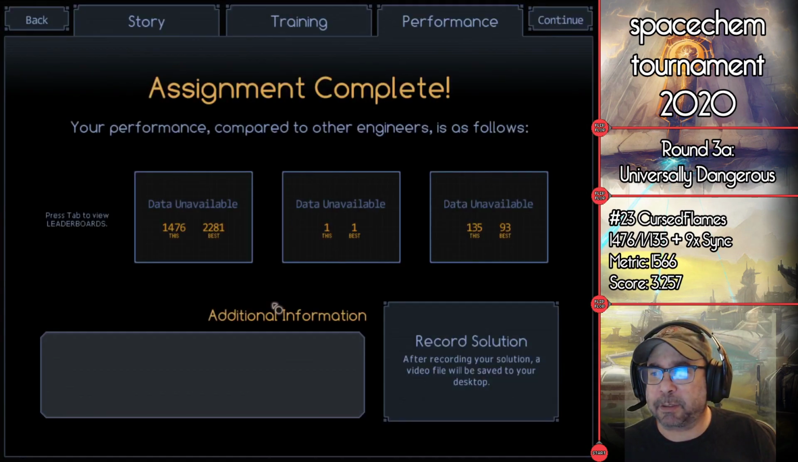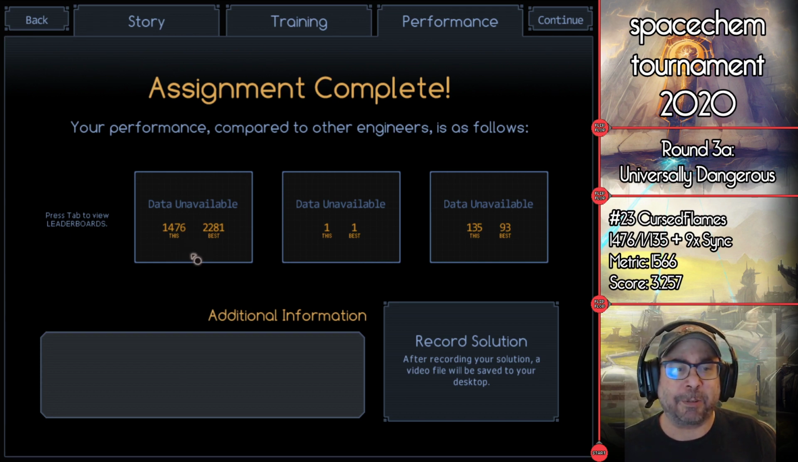And that brings CursedFlames' solution to 1476 cycles with his 9 sync commands. That brings him out to a metric of 1566 and earned him, let's just see, 3.257 points. Okay, so CursedFlames is actually quite a decent amount faster than the previous two solutions, I think mostly because the two Waldos are mostly moving most of the time. Yeah, they have long travel paths, but they're at least doing some sort of work most of the time.